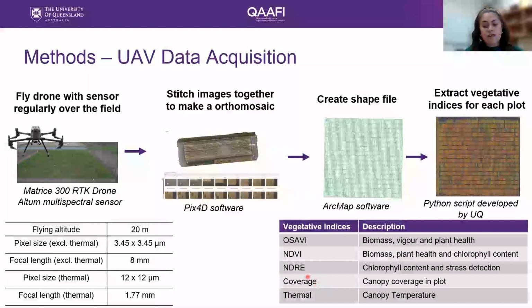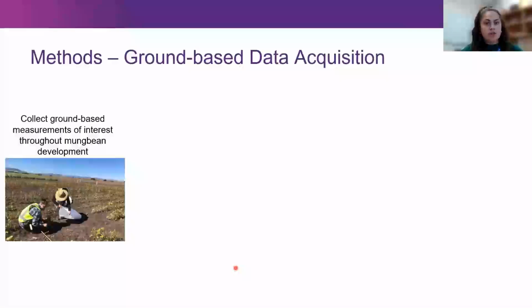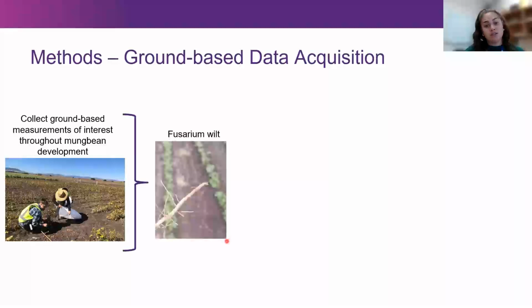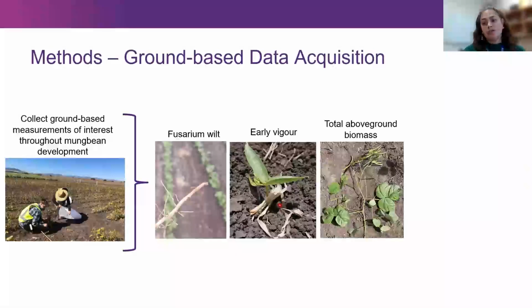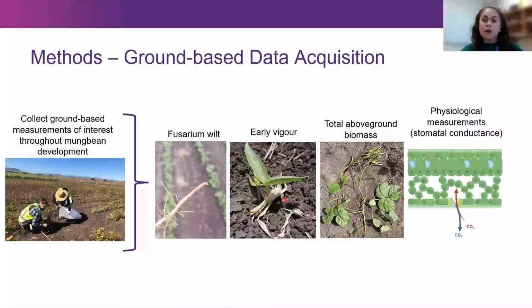We also have canopy coverage, which is just a proportion of canopy coverage within the plot, and thermal, which is linked to canopy temperature. So alongside these UAV data points, we then collected a range of ground-based measurements. Some of these included Fusarium wilt scores, which although was definitely not intentional in my trial, is a really nice way to showcase how UAVs can be used for disease screening. We also looked at early vigour, total above-ground biomass at multiple time points, as well as a more leaf-level trait, which is stomatal conductance.